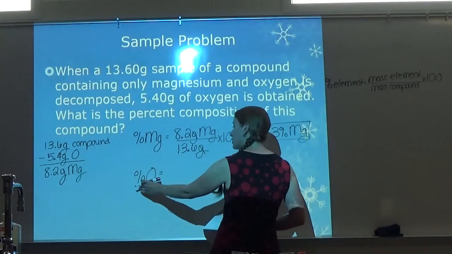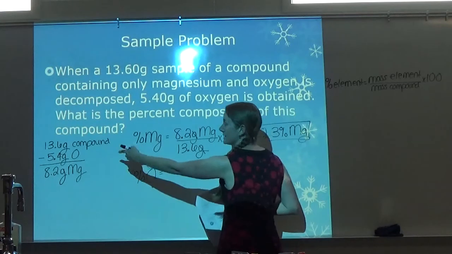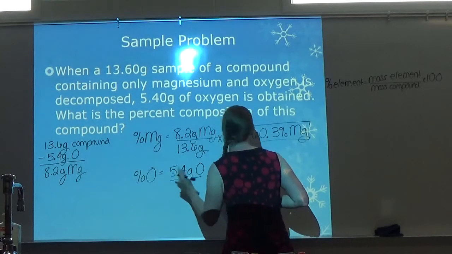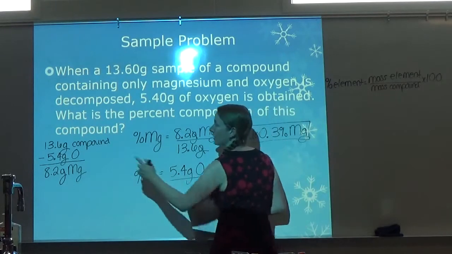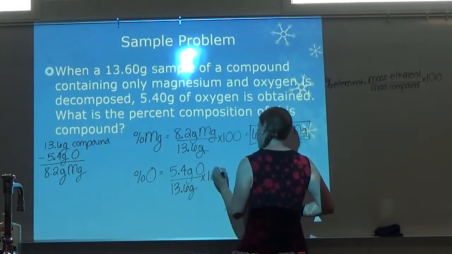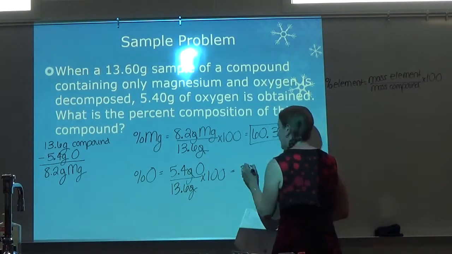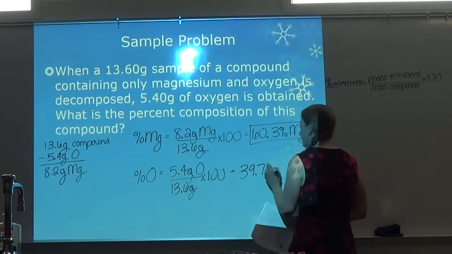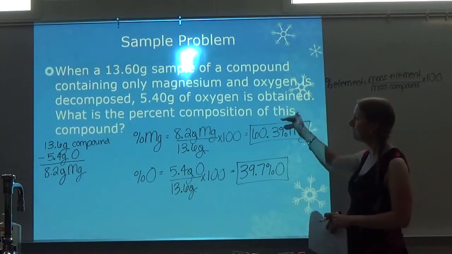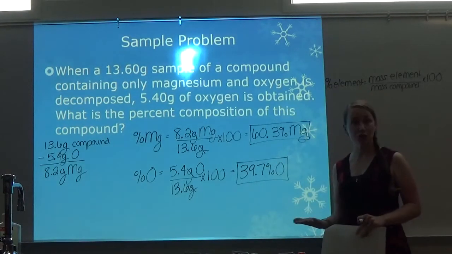Okay, so now I'm going to do my percent of oxygen. So it's mass of the oxygen, which in this case was 5.4 grams. That's how much the question told me I had. Over mass of the whole compound, which was 13.6 grams, times 100. My grams canceled. And so when I solved, I got 39.7% oxygen. And so see, now because I did both problems separately, I can add my answers to make sure I get 100.